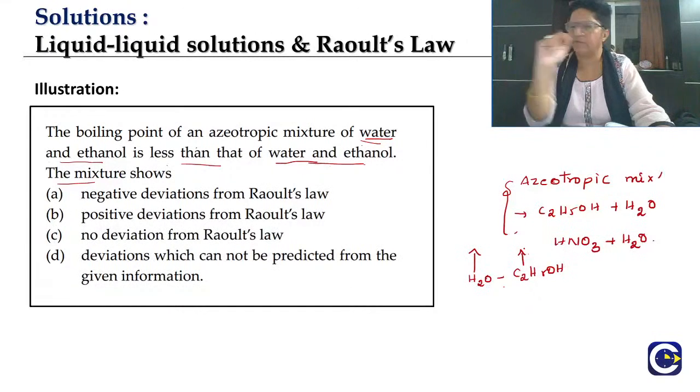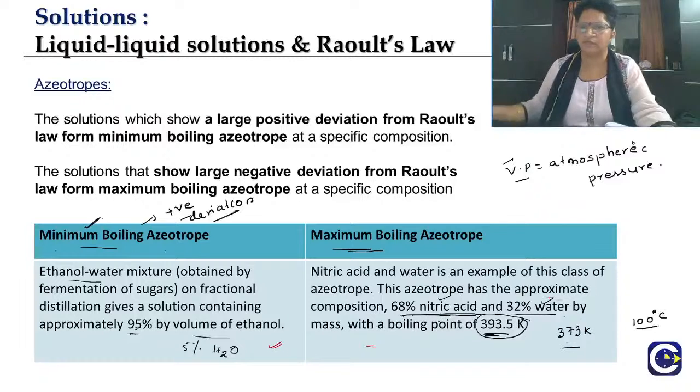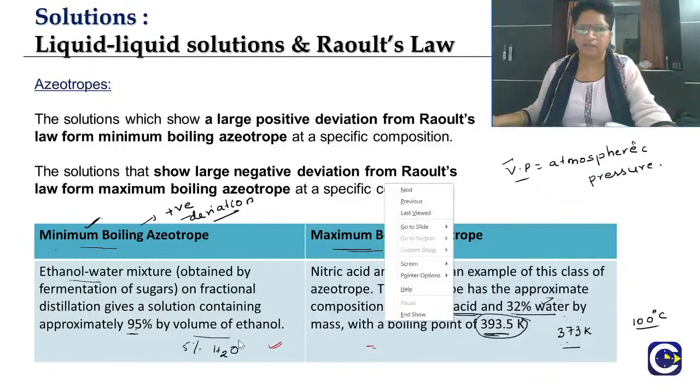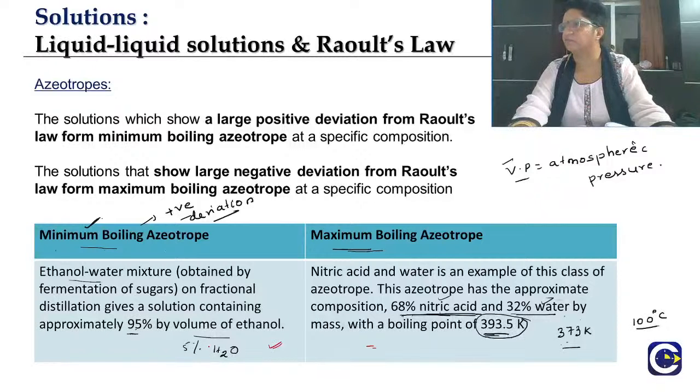For which one did I say the azeotropic mixture is higher? Around 370 K, this is for the water and nitric acid mixture. The boiling point of ethanol and water will be less than 373 Kelvin.